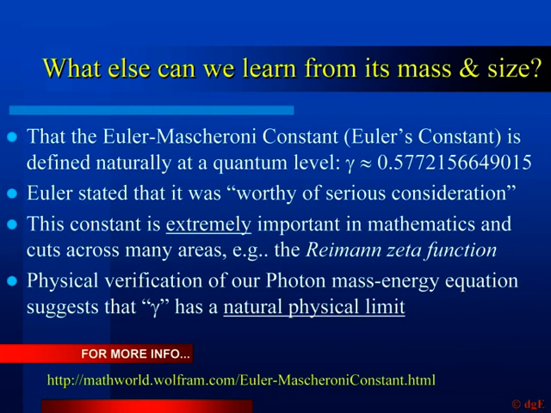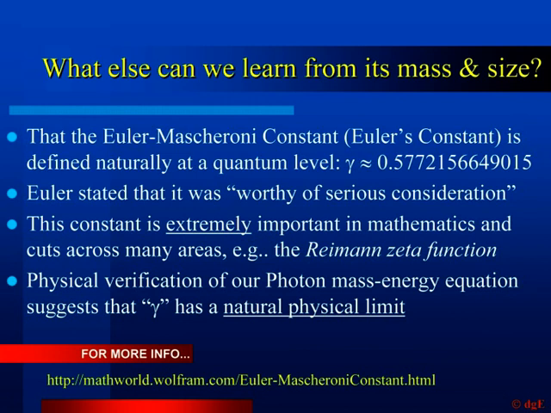What else can we learn from its mass and size? To best answer this question, we need to consider the manner in which the mass was derived. The derivation process involved Fourier harmonics. Subsequently, the Euler-Mascheroni constant, also known as Euler's constant, is implicitly involved. It was first defined in 1735 and Euler stated that it was worthy of serious consideration. This constant is extremely important in mathematics and cuts across many areas, for instance, the Riemann eta function.